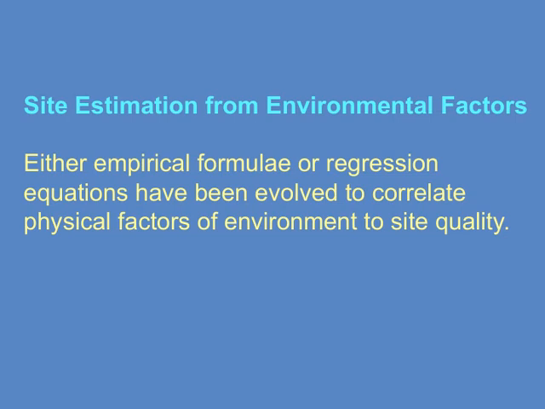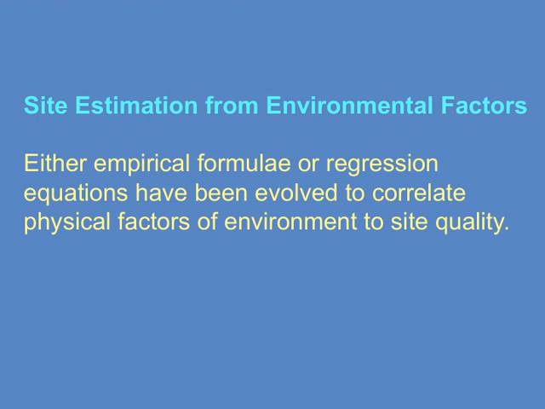Let's take a closer look at how we estimate site quality based on environmental factors. Essentially, we use either empirical formulae or regression equations. These tools help us establish a relationship between physical environmental factors and the overall site quality. What this means is, by analyzing measurable factors like soil properties, climate, or topography, we can predict how suitable a site might be for construction or other purposes.